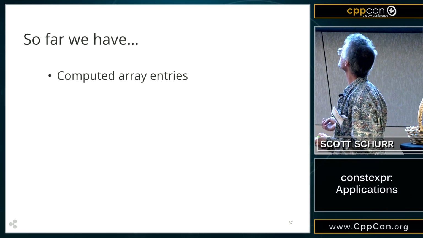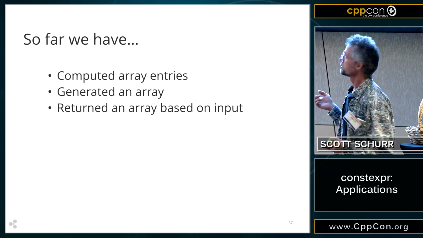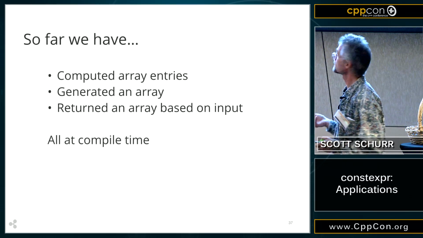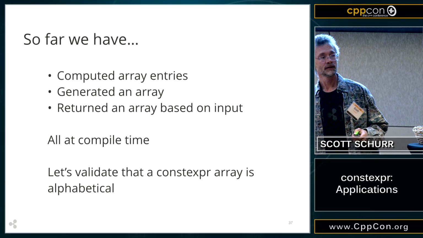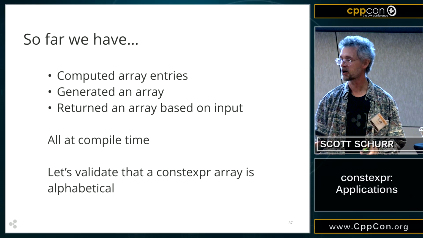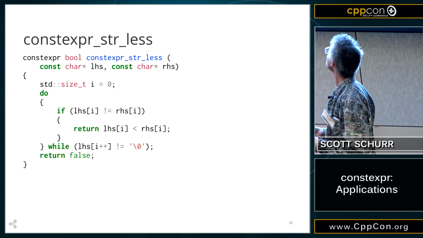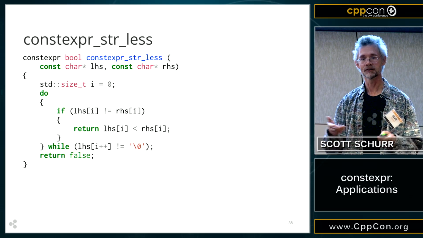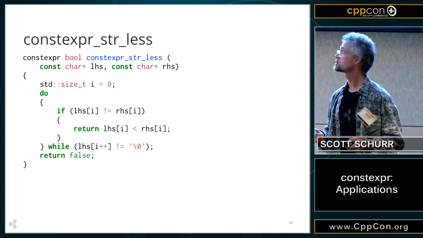So just to recap where we're at, we've computed array entries, we've generated an array, we've returned an array based on input that we got at compile time. Okay, if I made an array, can I verify at compile time that that array is alphabetical? Well, we need a way to compare these things, so we need a less than evaluation. This compiles and works.